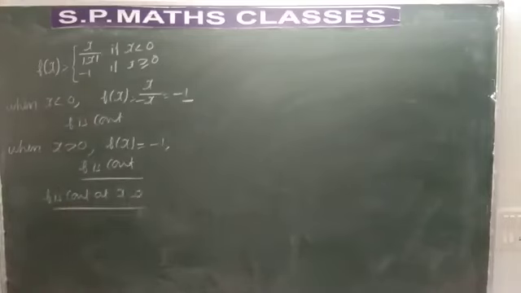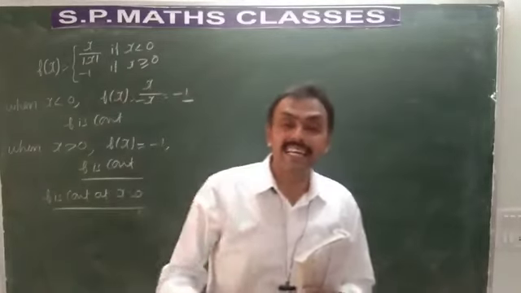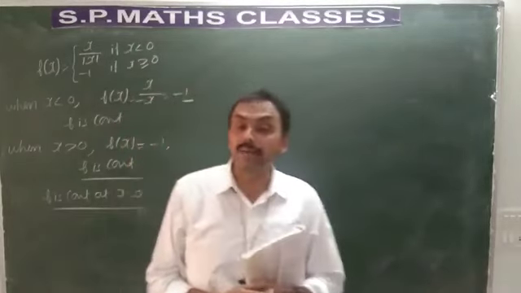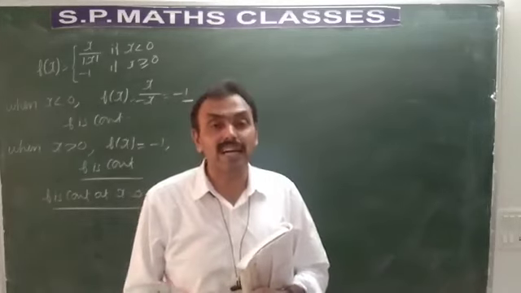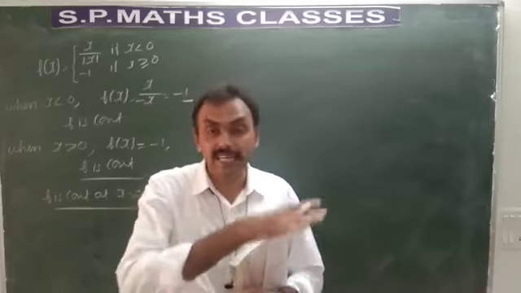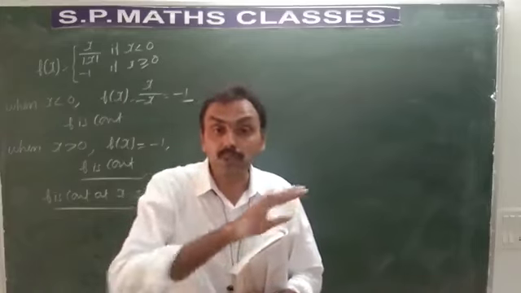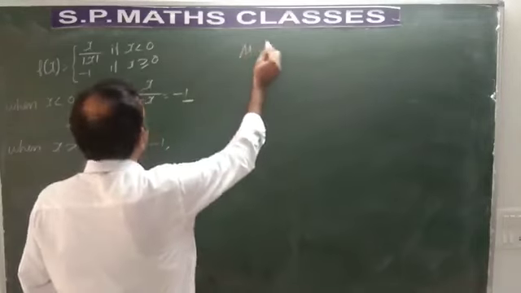So, what is your conclusion? It is continuous at x less than 0, it is continuous at x greater than 0, and even at x equal to 0, it is continuous. So, what is your conclusion from that? We conclude that f is continuous at all points. There is no point of discontinuity. If you are confused, you can write this at x equal to 0.